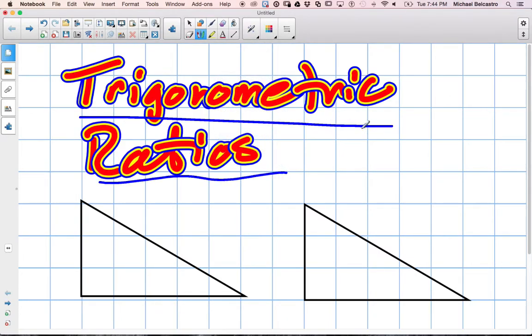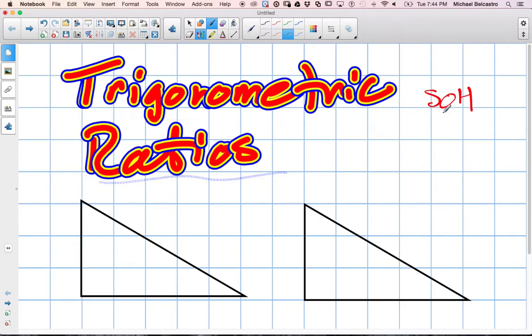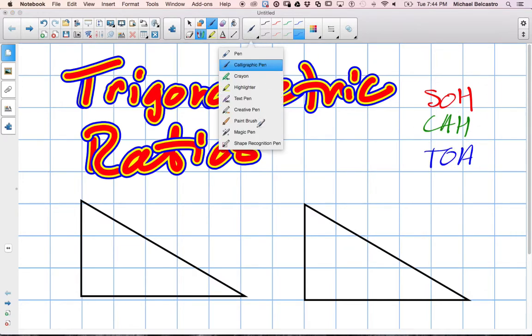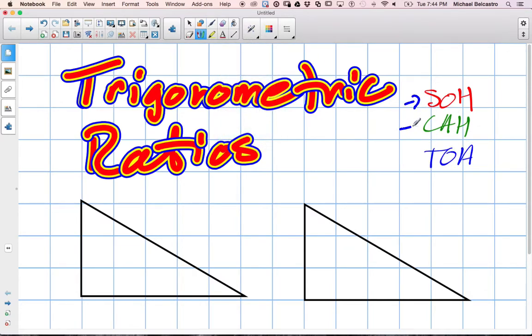Trigonometric ratios. They're usually called primary trig ratios, and it's very common to call it this little acronym, SOH CAH TOA. The reason they've given you these letters is just to help you memorize what the ratios are equivalent of.